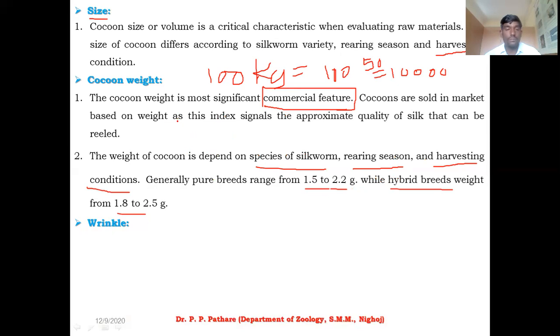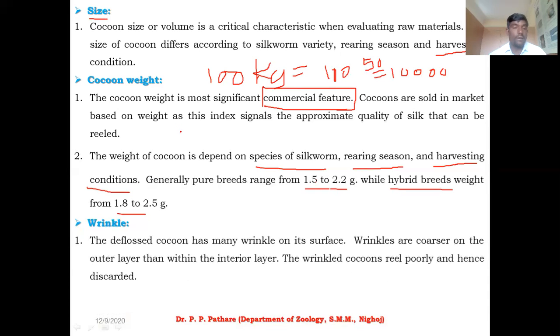Then next one, that is wrinkles. These are the defaults. Cocoon mainly has wrinkles on the surface. Wrinkles means surkudi on the surface of the cocoon. These are natural processes. If it is a default cocoon, such a cocoon shows more wrinkles on the surface.